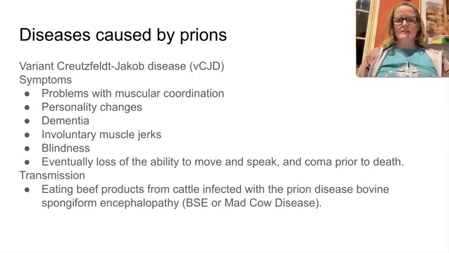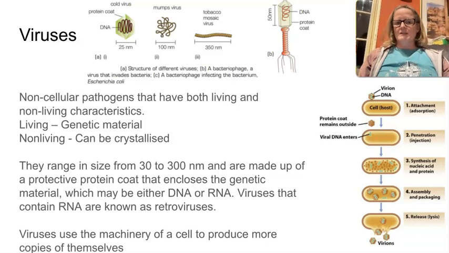Creutzfeldt-Jakob disease, CJD, is a disease that affects people and was possibly linked to BSE. Symptoms include muscular discoordination, personality changes, dementia, jerky muscles, blindness, and inability to move or speak. Eating beef products infected with the prion disease BSE was the cause. Because it can be passed on, and seems to be catalytic in that way, it is an infectious agent.